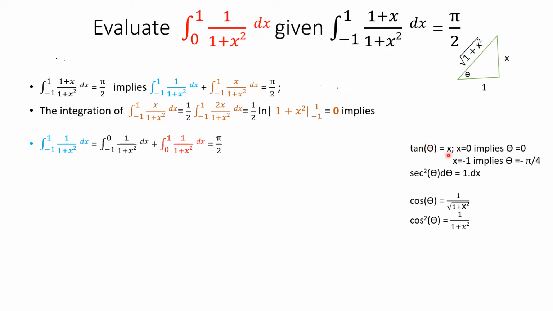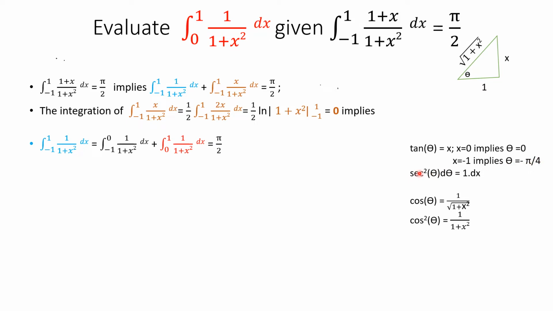So if tan theta is equal to x, then if x is equal to 0, that means theta must be equal to 0. And if x is equal to negative 1, this implies theta is equal to negative pi over 4. We're just looking at the limits of integration. So we have the limits of integration, negative 1 and 0. When x is equal to 0, theta will be 0. When x is equal to negative 1, theta will be negative pi over 4.